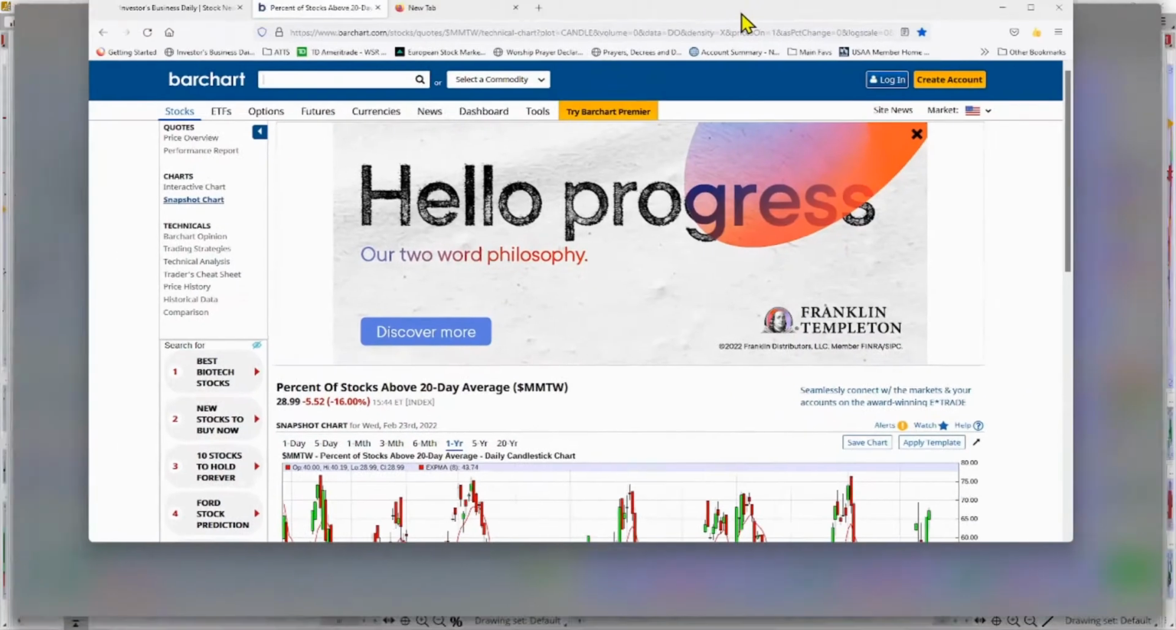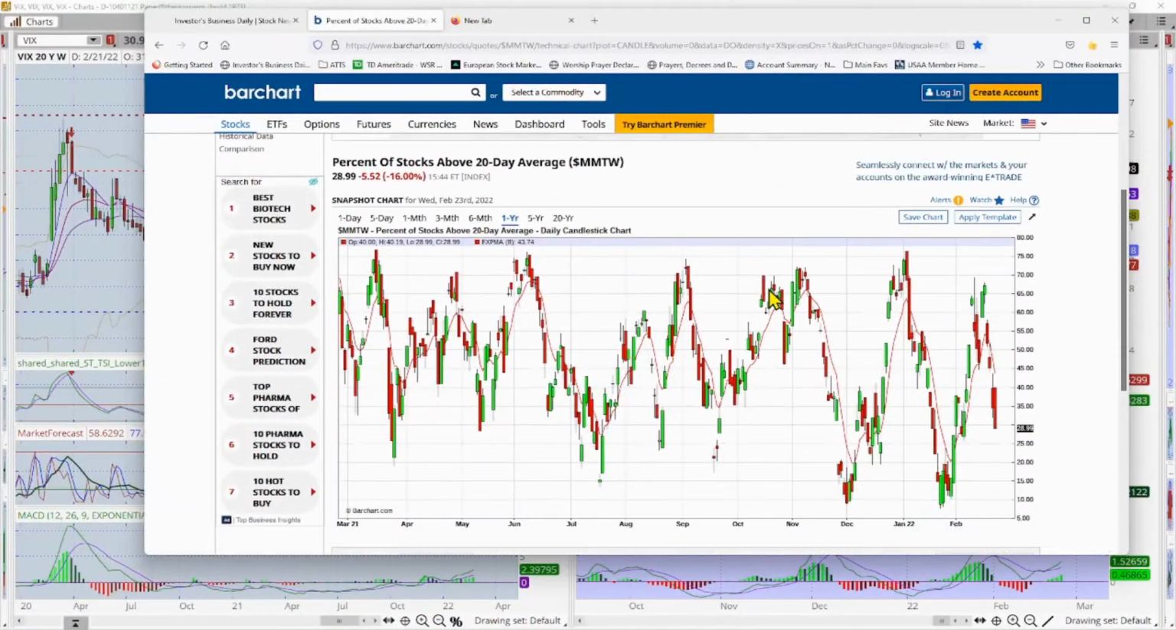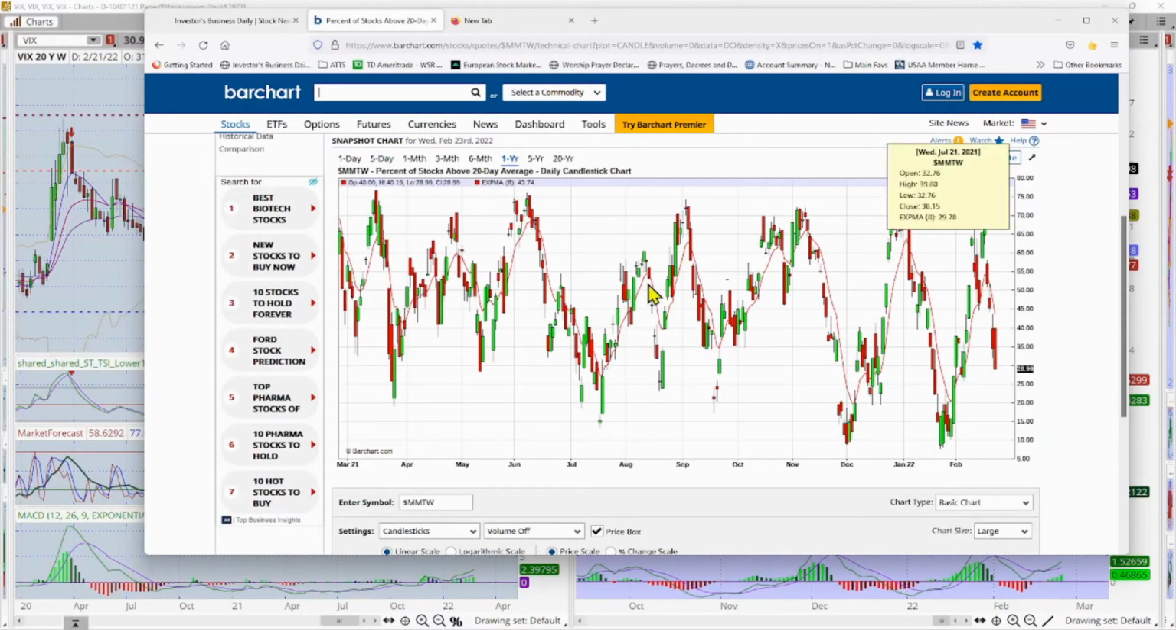The other thing I keep an eye on, and I showed this to you before, is the percentage of stocks above their 20-day moving average on the NYSE. When it drops below 30, oftentimes shortly after that, there is a reversal. I like to have it down to 15 or 20, because you tend to get a harder reversal back up to the upside.